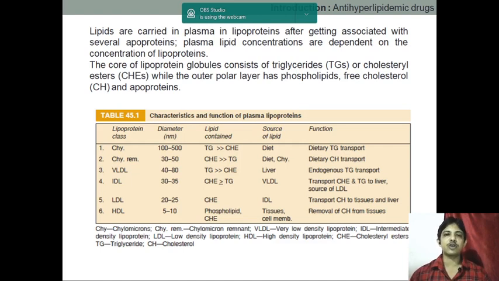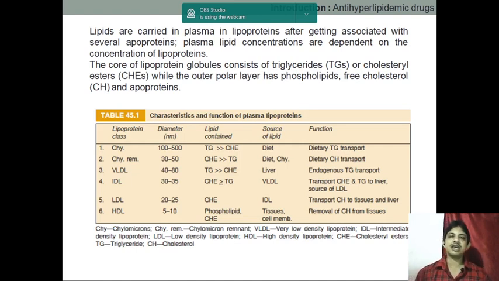The core of the lipoprotein globules consists of triglyceride and cholesterol ester, while the outer polar part has phospholipid, free cholesterol and apoprotein. So here we can understand that the core lipoprotein globules consist of triglyceride and cholesterol ester, and the outer part, which is polar in nature, has the phospholipid, free cholesterol and apoproteins.